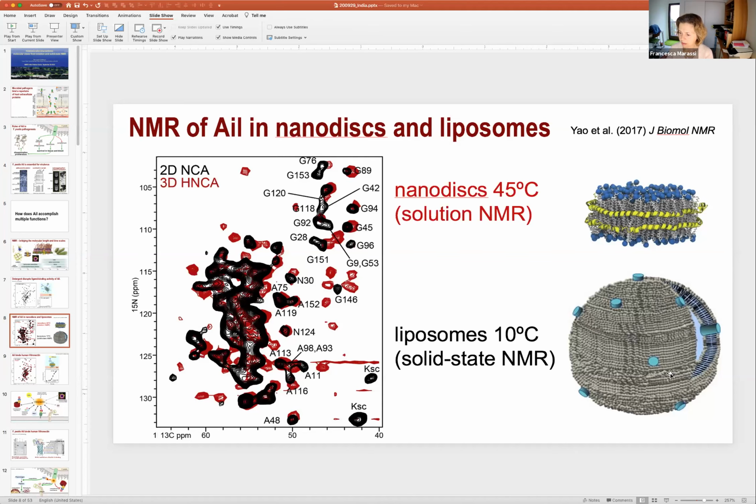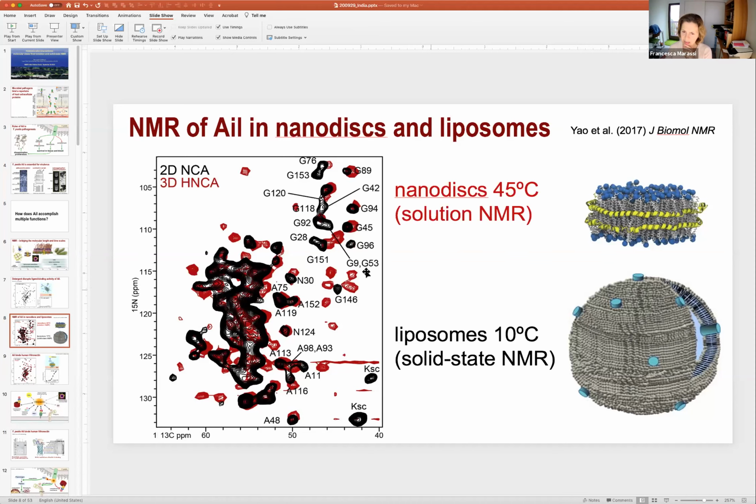In the case of liposomes, we obviously have to go to solid-state NMR because these are now much larger protein-lipid assemblies. And these are essentially shells of lipid bilayer membrane that encapsulate water and can be dispersed in water.